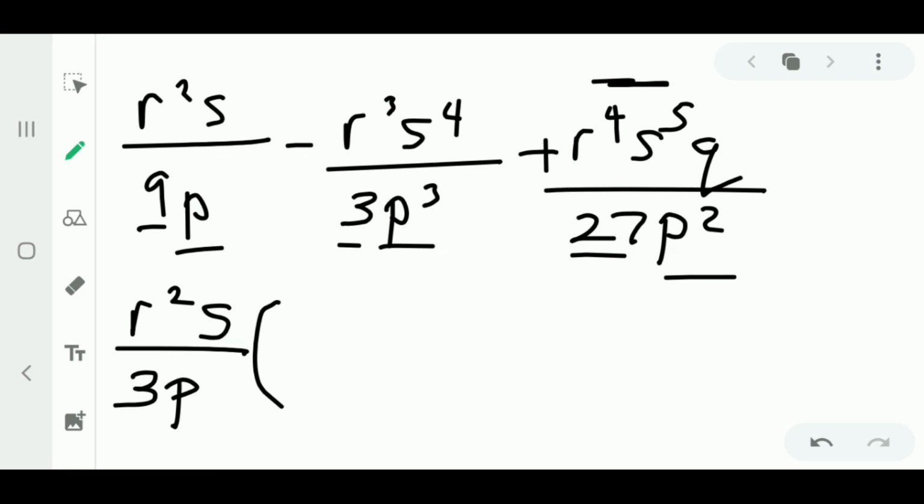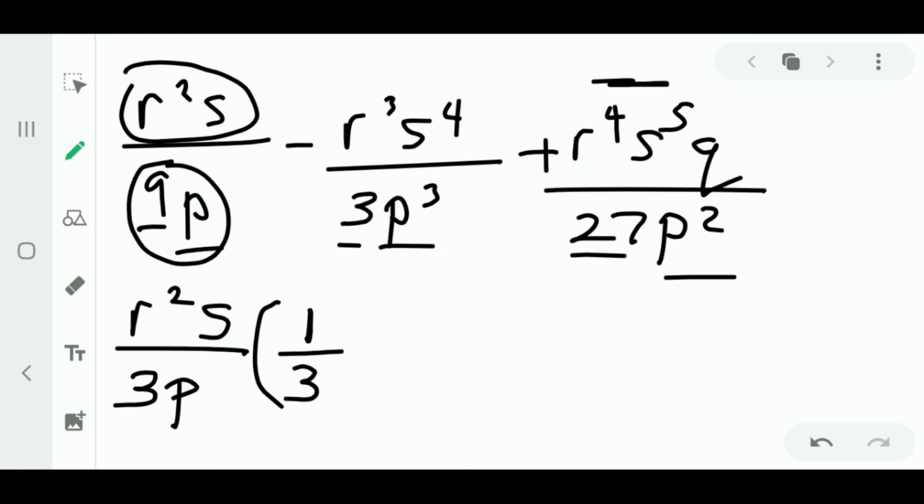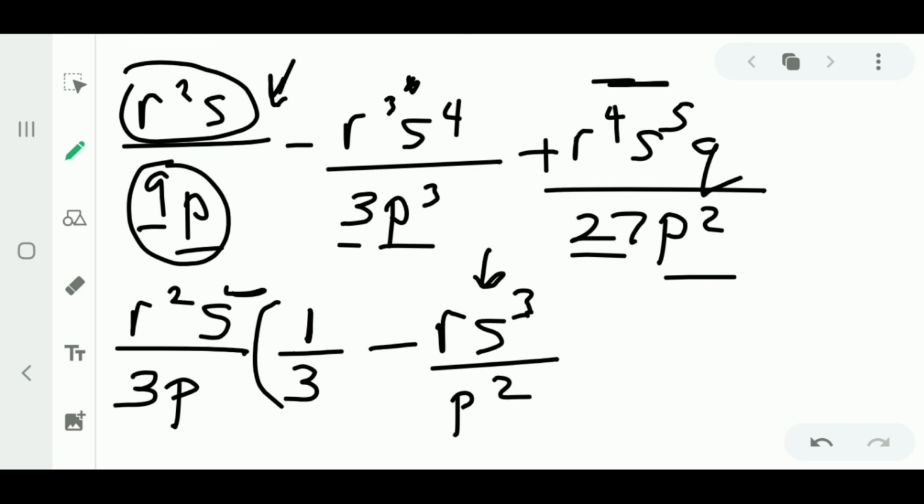So now what we have left in the numerator here is just 1. And for here, we know that 3 times 3 gives you 9, so that would be 3 here. If you were to multiply this 1/3 by what is on the outside of the bracket, you would get back what we started with here. So now we have r s cubed over p squared. If you multiply this portion by this here, you get back this here.